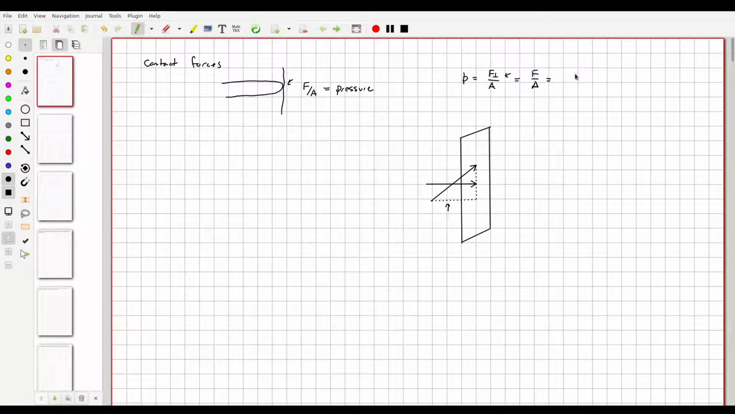Now, the units for force are newtons, we know. The units of area is a length by a length, which is meters squared. And this particular collection of units is also known as a Pascal, abbreviated Pa. And it, like I said, is a more realistic way of dealing with contact forces.